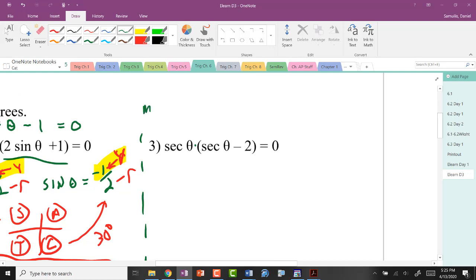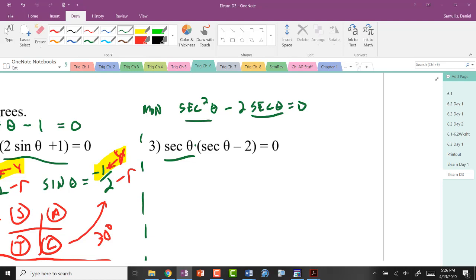On Monday, this is what the question will be: secant squared of theta minus 2 secant of theta, and then that equals 0. And then all you'd have to identify is that this is a, anyone? GCF, a greatest common factor of a secant.